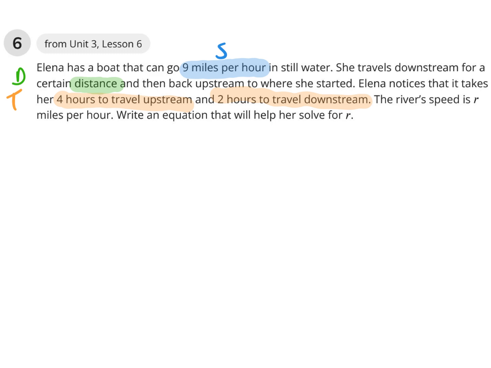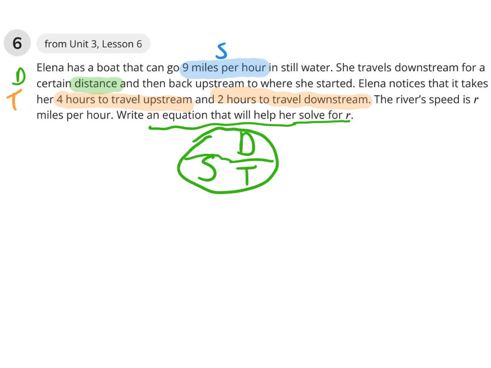The river speed is r miles per hour. Write an equation that will help solve for r. So they're not asking us to solve for r, they're saying write an equation. So we need our distance, speed, and time formulas. Speed is distance over time. And if we make this a circle, we know that distance equals speed times time, because this means multiply, this means divide.